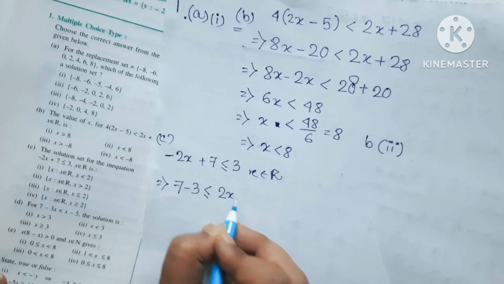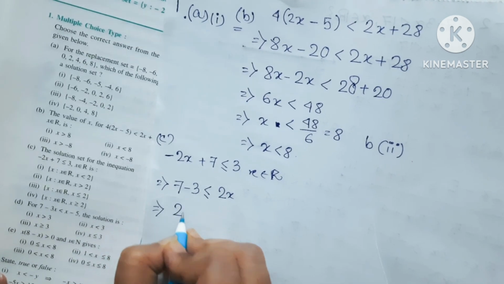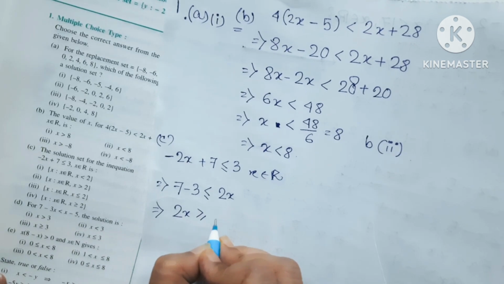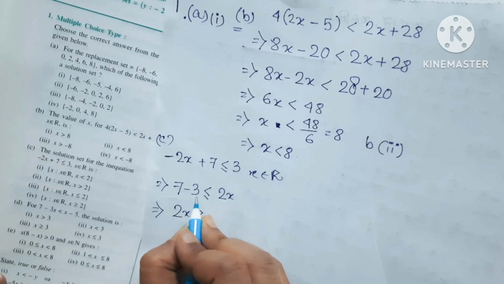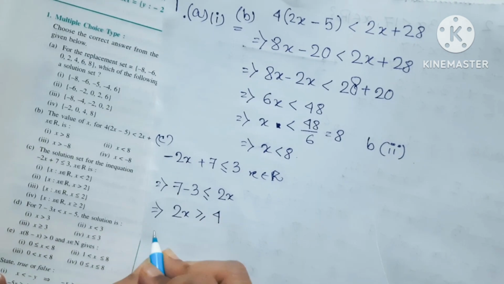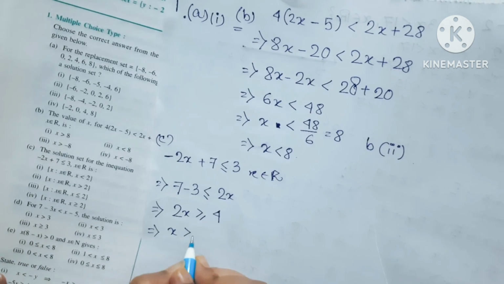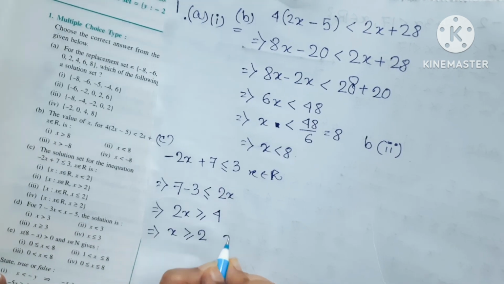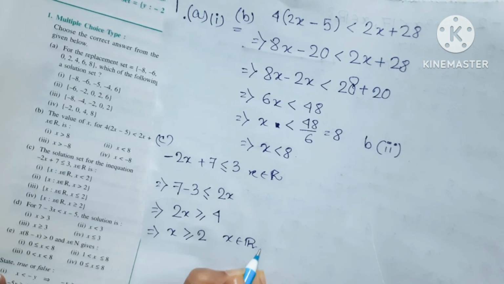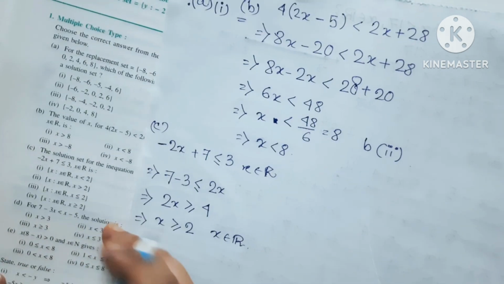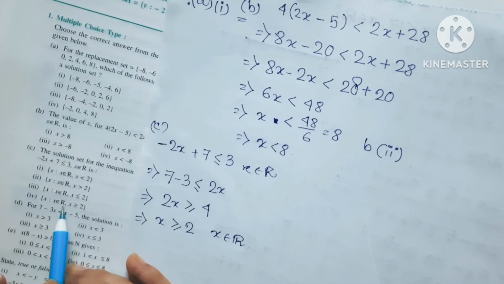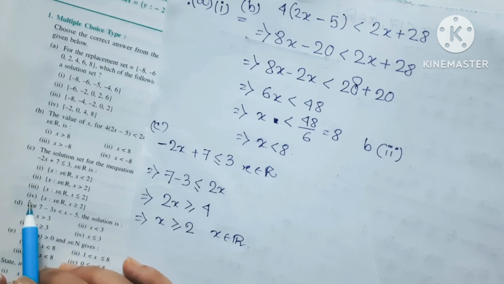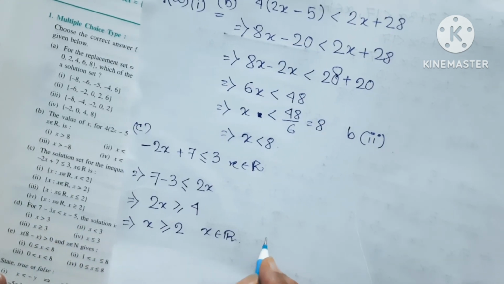So 2x is greater than or equal to 7 minus 3, that will be 4, and x is greater than or equal to 2. x is greater than or equal to 2 and x belongs to R. So what will be the correct answer? The correct answer will be the last one, option 4.